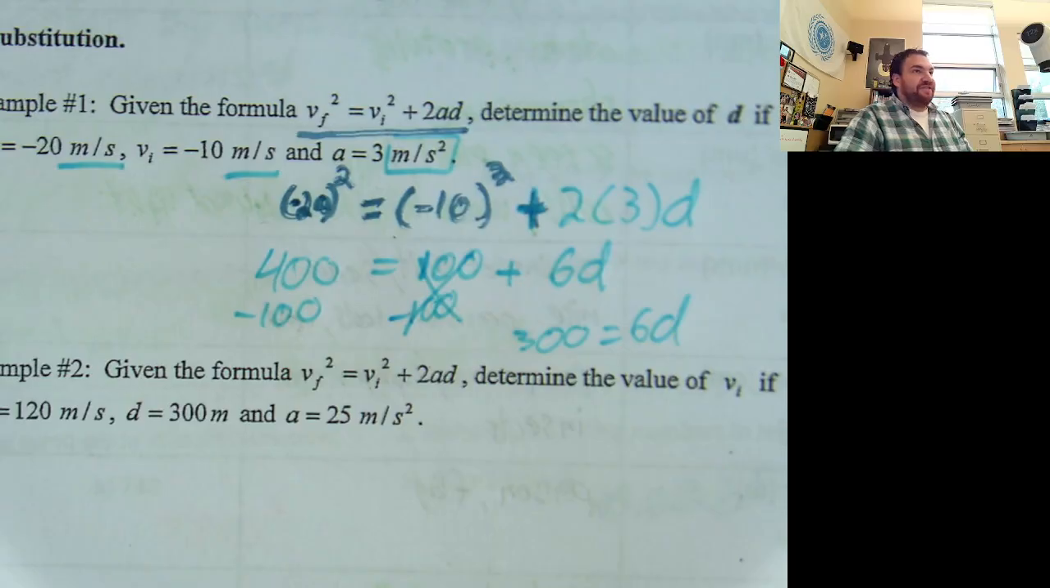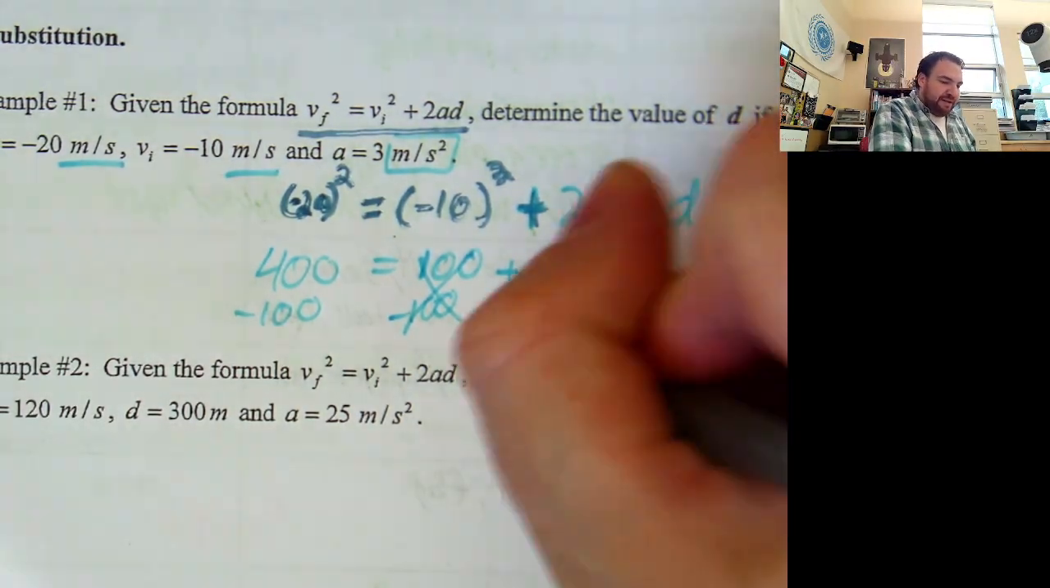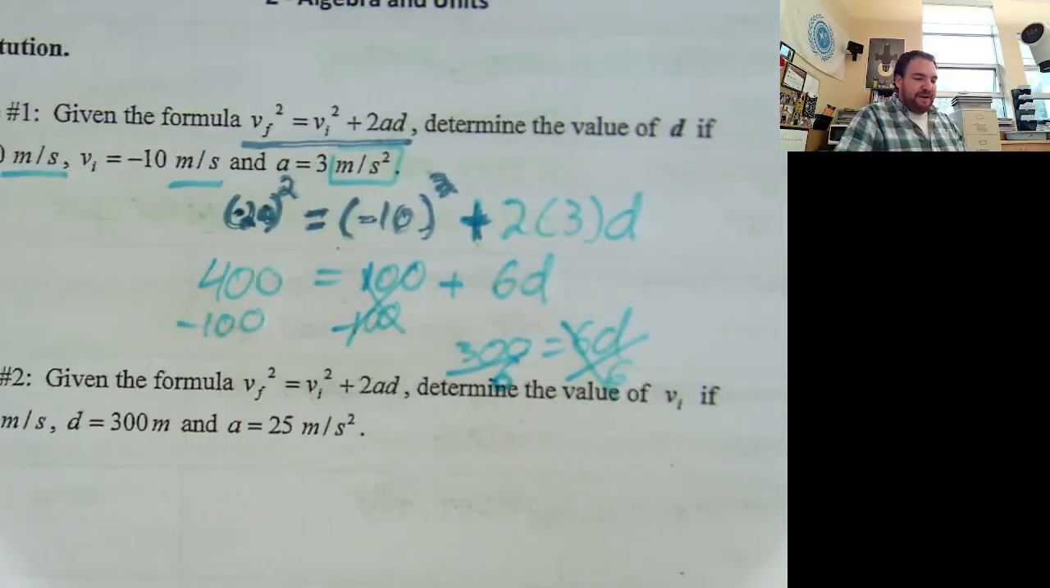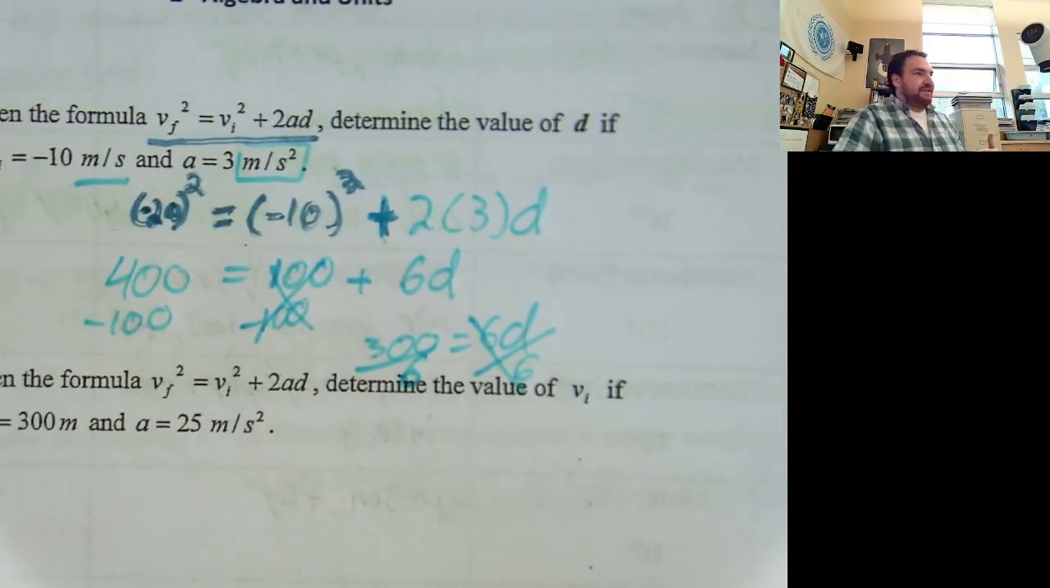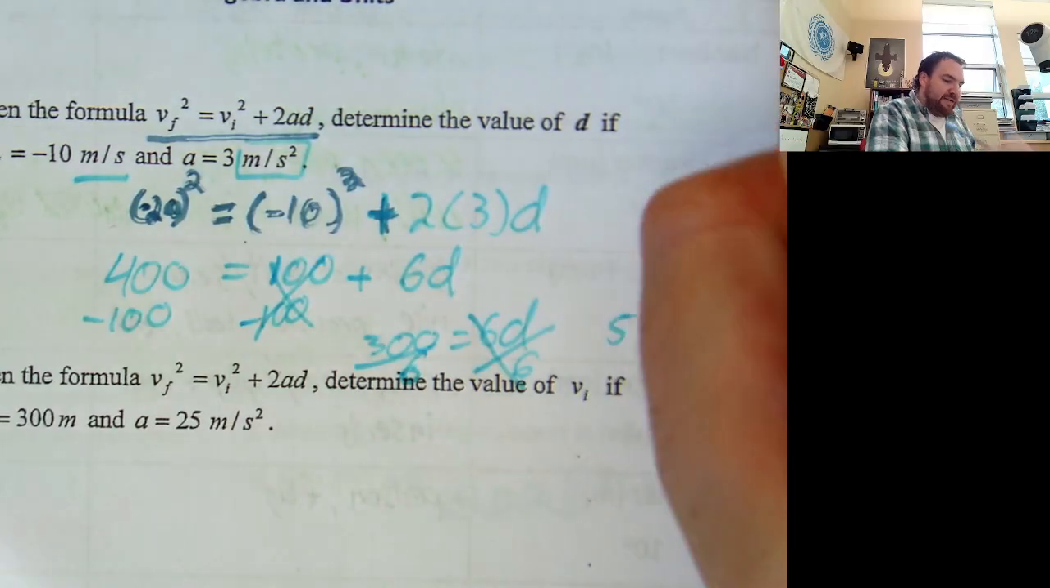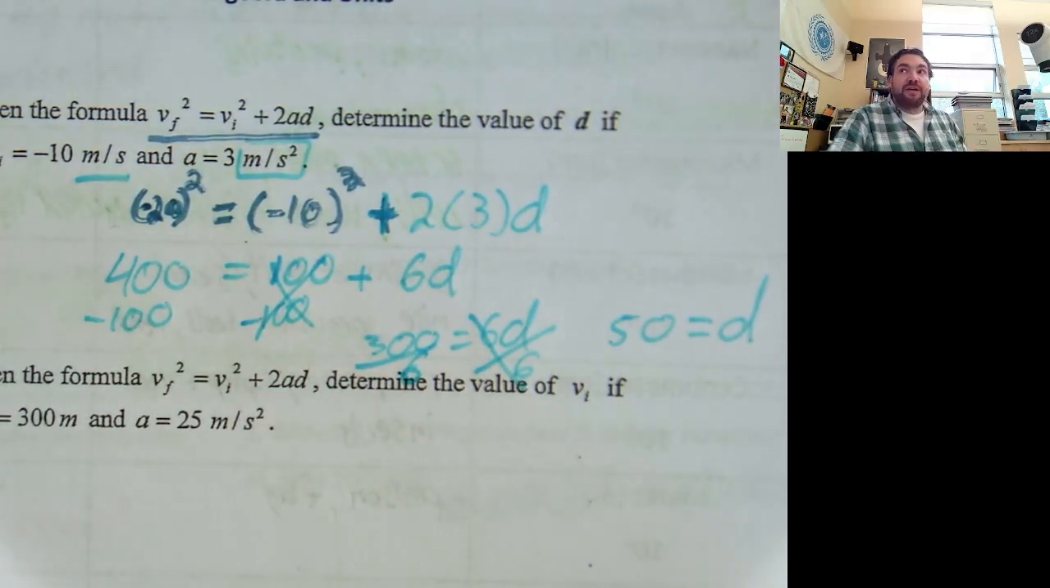Now we have to get rid of the 6. Divide both sides by 6 because we're multiplying it by the D, so we're going to cancel that. 300, I don't leave quite enough space. 30 divided by 6 is 5, so 300 divided by 6 is 50 equals D. And we're done.